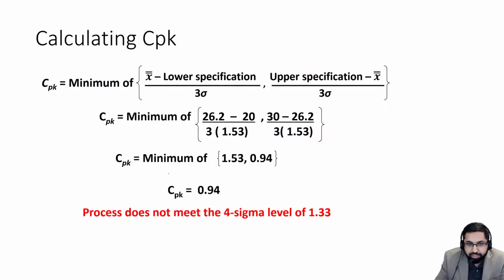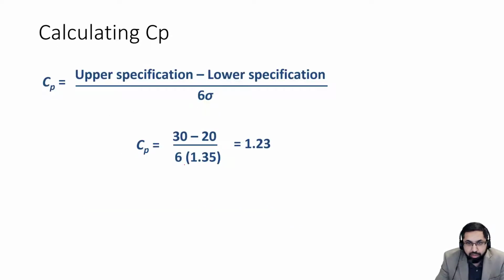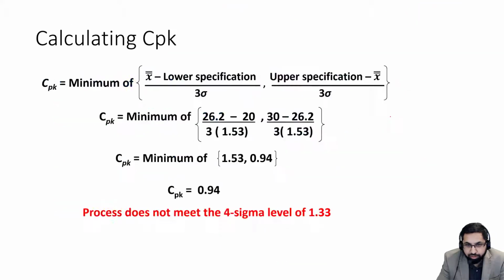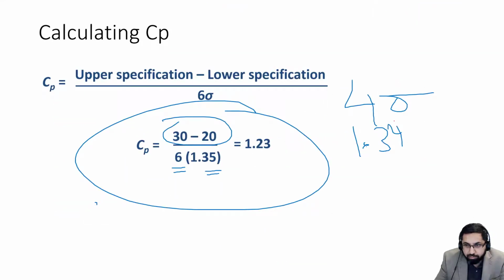Okay, so if we have to calculate CPK, are we doing CP as well? Yes, here we are doing CP. So upper spec minus lower spec, right? 30 minus 20 over 6 times the standard deviation gives us a CP of 1.23. Now, because the question asks us to work at the 4 sigma level, we need to get at least 1.33, whatever the standard deviation of the process is, 1.35.